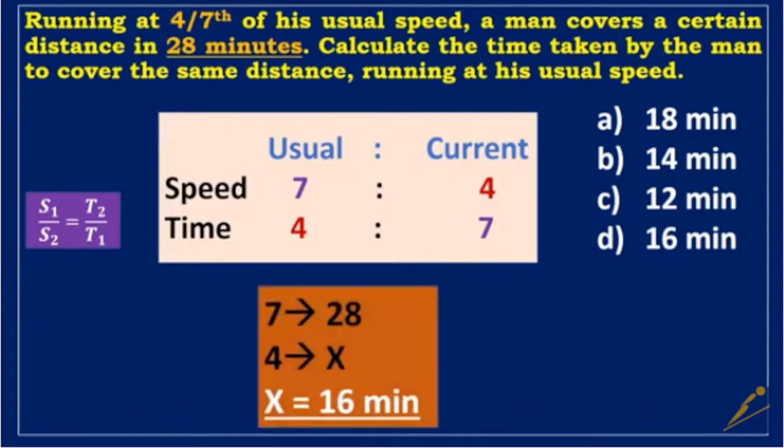According to the problem, a man covers a certain distance in 28 minutes. That is, the current time 7 represents 28 minutes. Then calculate the usual time 4. In this case, 7 multiplied by 4 equals 28. Then, multiplying this multiplication factor 4 by the usual time 4 yields the correct answer of 16 minutes.